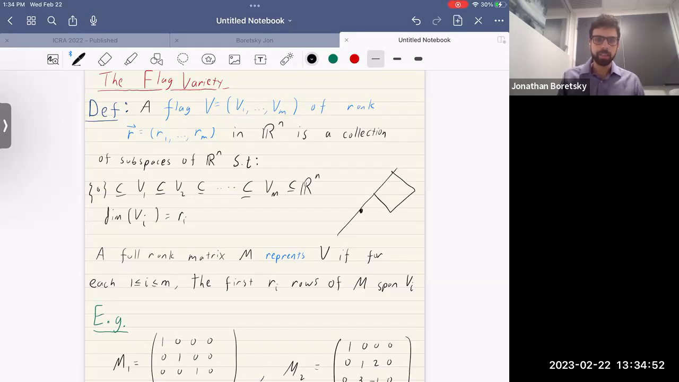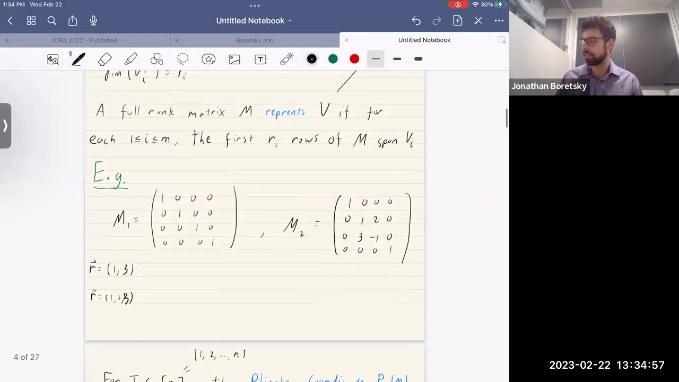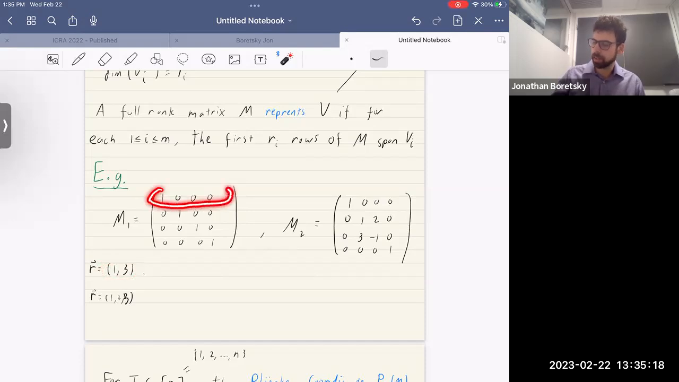All right, so that's the flag variety, and now I'm going to give you a more convenient way to think about it. We'll say that a full rank matrix M represents a flag V if for each i from 1 through m, the first Ri rows of M span the vector space Vi. So here's an example of 2 different matrices, and let's think of them as flags of rank 1, 3. For the rank 1 component, we're looking at the span of the first row. For both of these matrices, the span of the first row is just the span of the first unit vector. And then we're looking at the span of the first 3 rows.